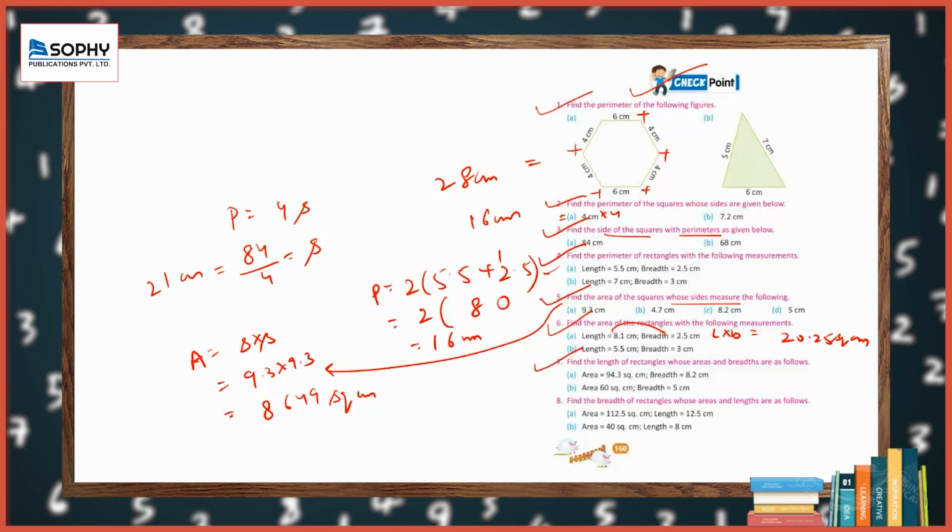In the next one, you have to find the length and breadth of the following, students. So let's look at the length. Area is equal to length into breadth. So 94.3 by 8.2 is equal to length. So length is equal to, very good students, 11.5 centimeter. That's how you can solve the remaining part, students.